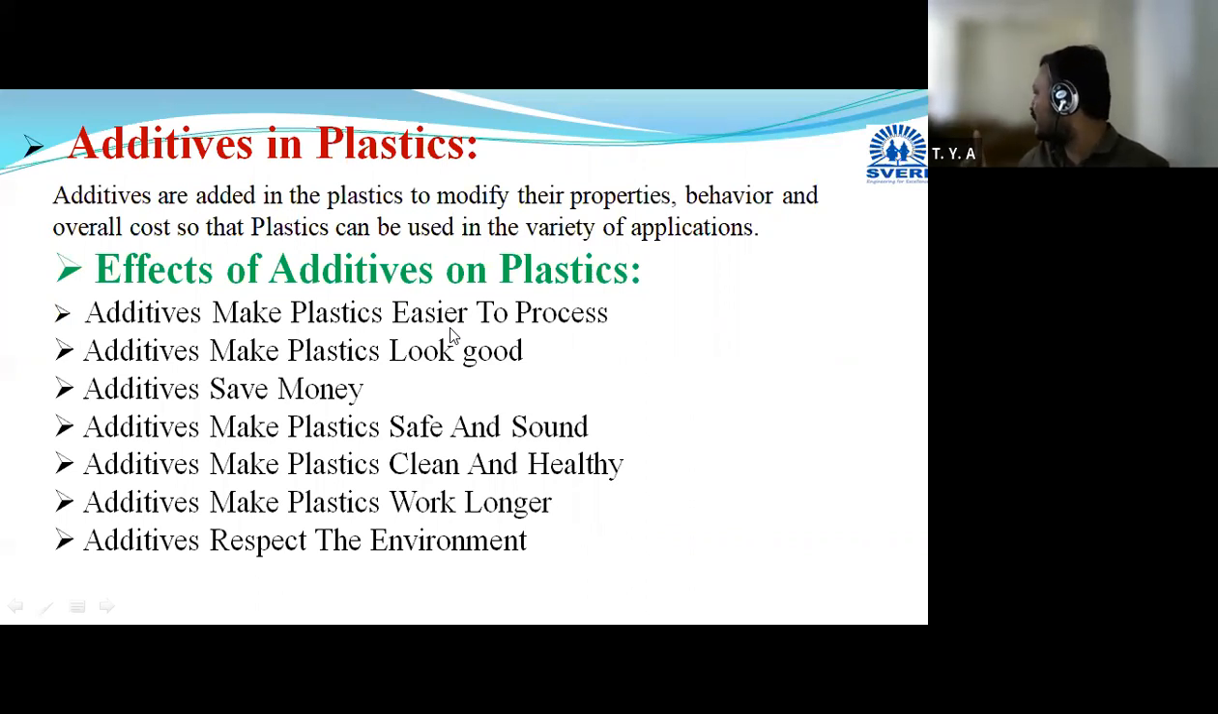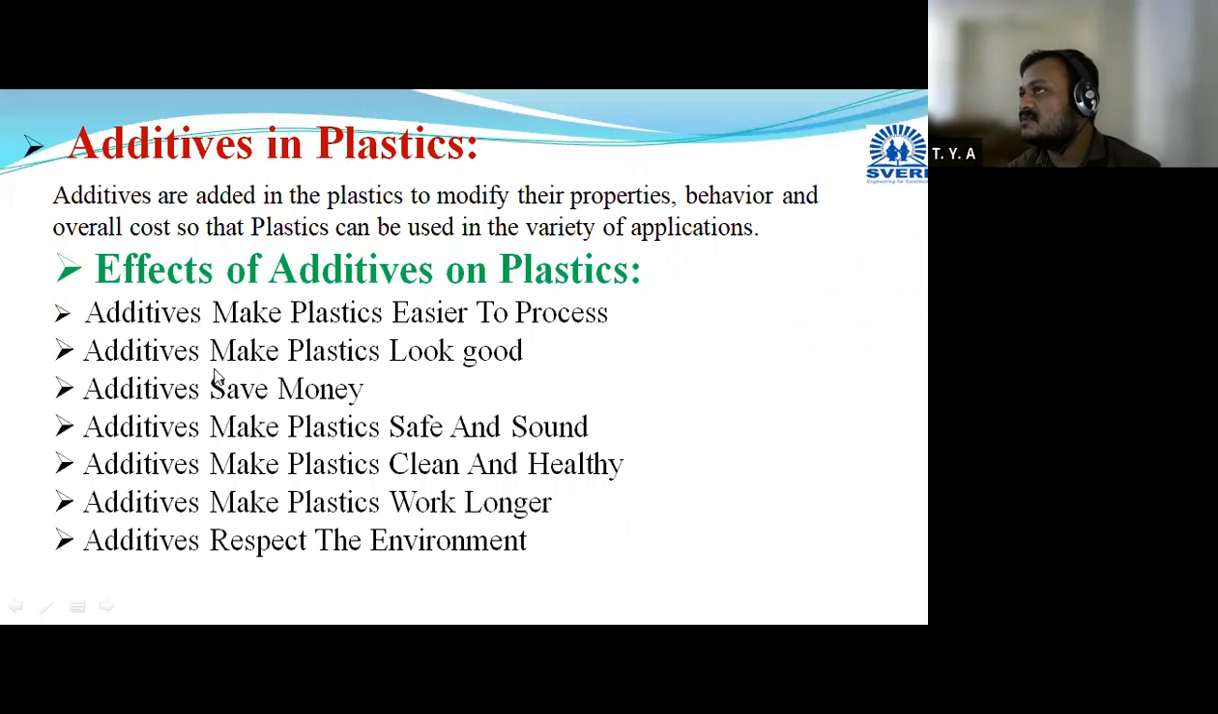Are you getting this point? If flowability is improved, then it becomes very easy to do the processing. It means you can convert the raw available plastic into the desired shape and size.